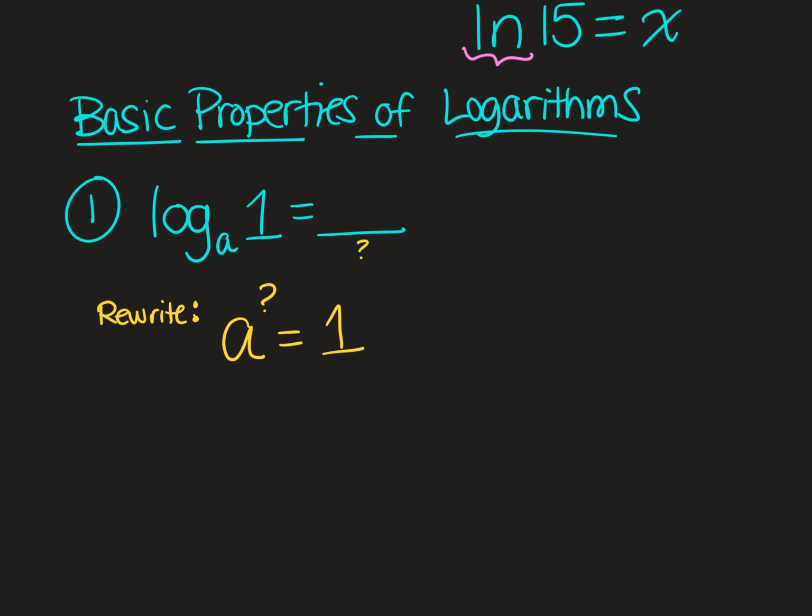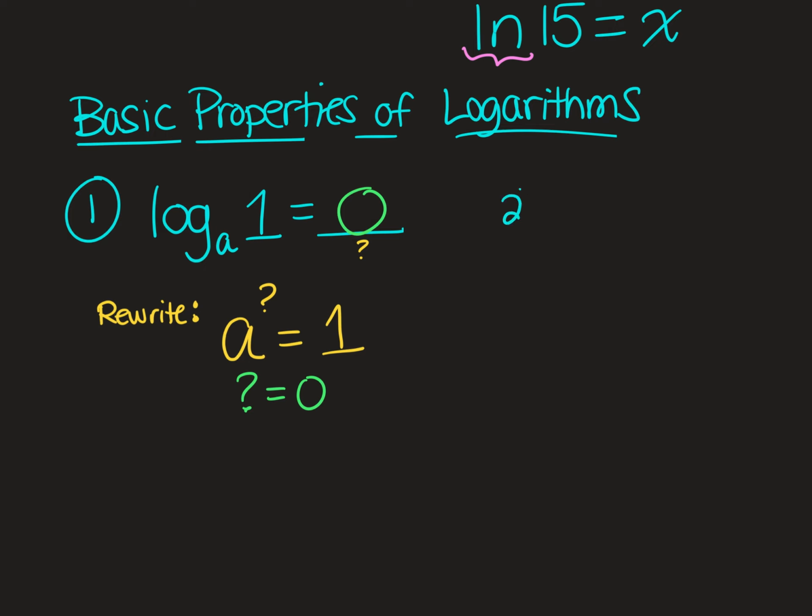Anything raised to some power equals 1. What does that power have to be? Close. 0. If we do a to the first power, that's going to give us a. Hold that thought because we're coming back to that in just a second. But anything raised to the 0 power is always going to be 1. So our question mark has to be 0. Our first basic property is that when you see a logarithm of any base of 1, it's always going to have a value of 0. Okay, that's our first property.